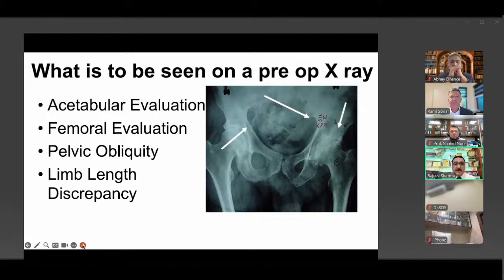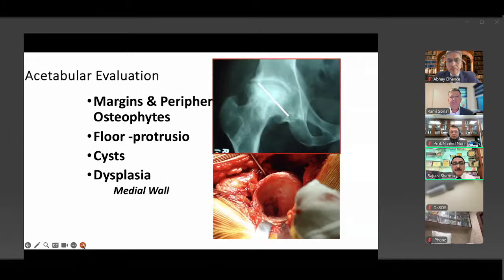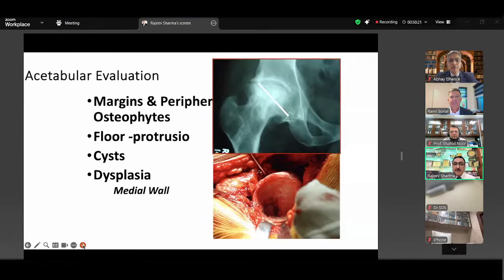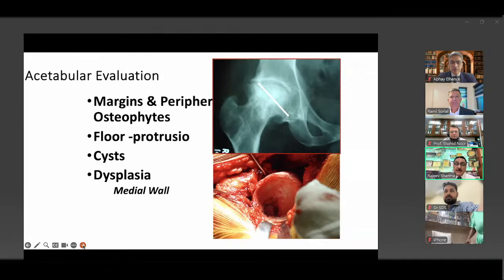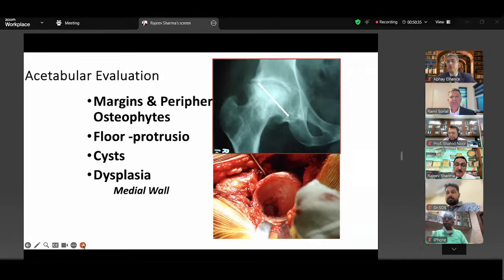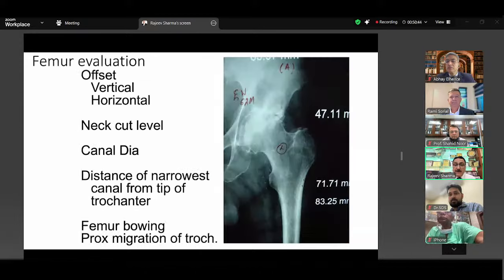One must evaluate the acetabulum, the femoral side, the pelvic obliquity, and the leg length discrepancy. When you are assessing the acetabulum on the radiology, you see the margins and peripheral osteophytes, you see the protrusio, you see any cysts in the X-rays, any defect of the medial wall, or if the medial wall is very thick. And when you open up the hip joint, you will try to imagine the radiological findings, and you'll match them up with the physical findings at the operative time.